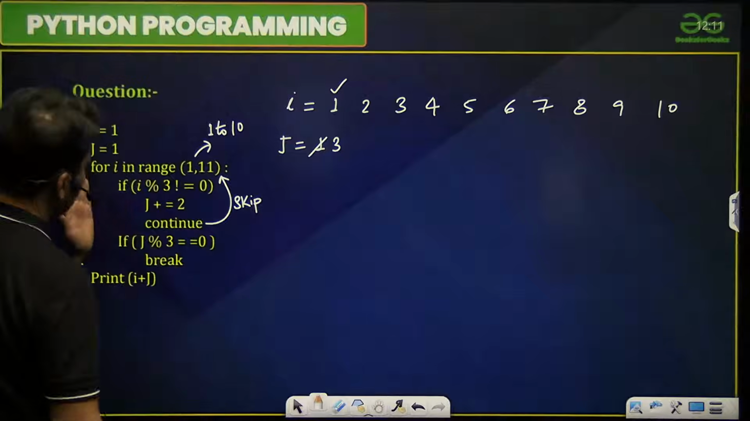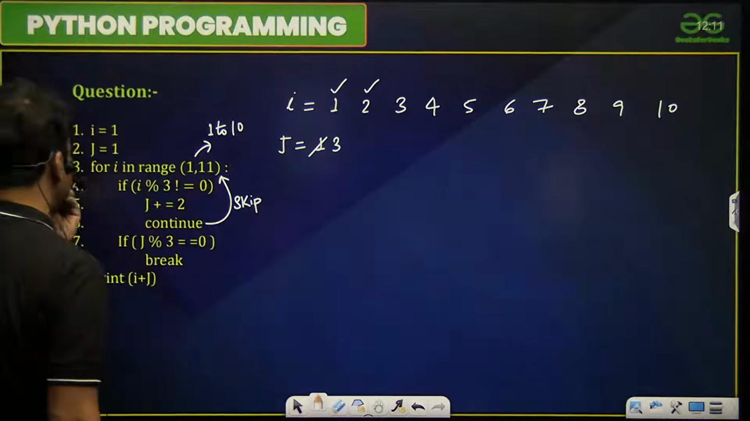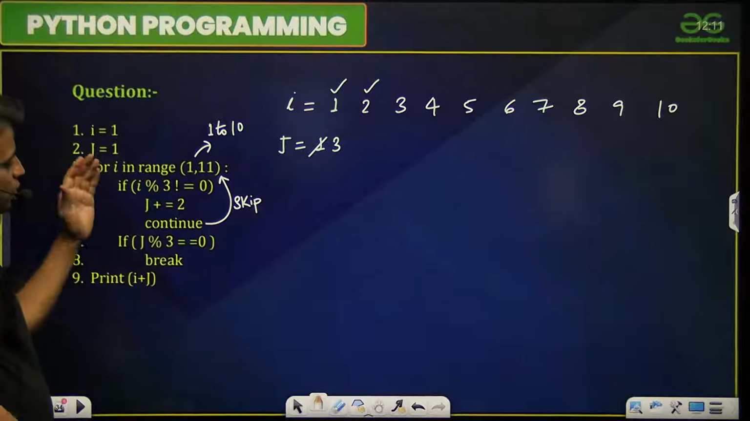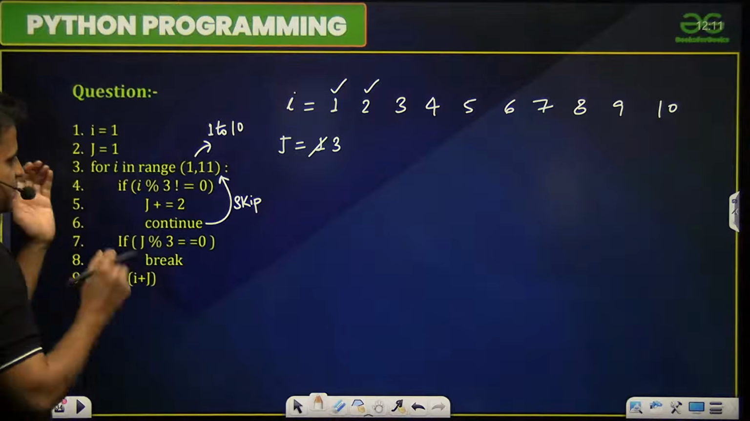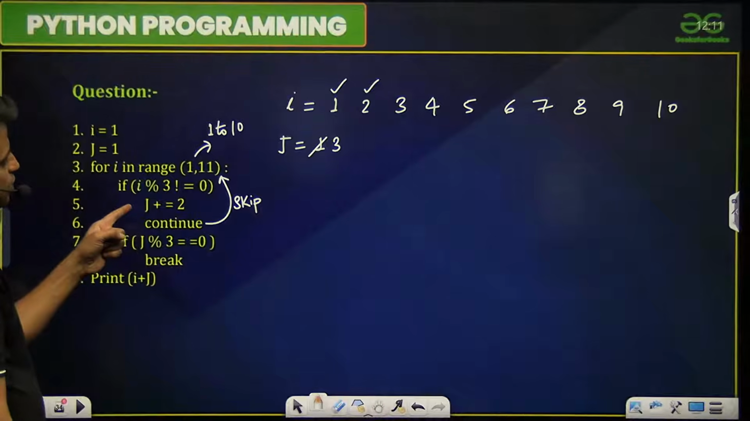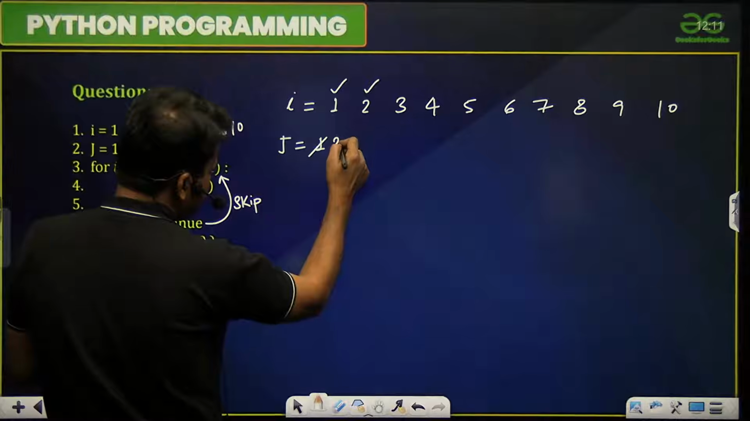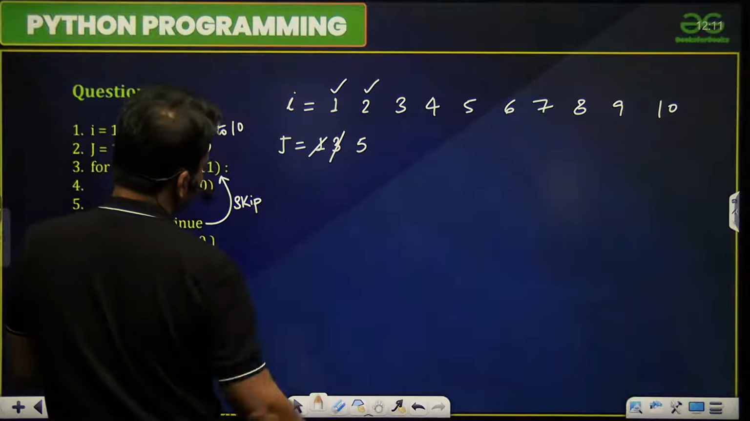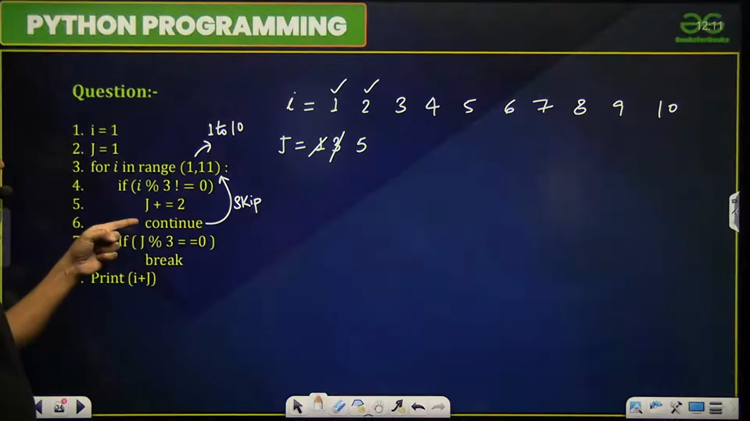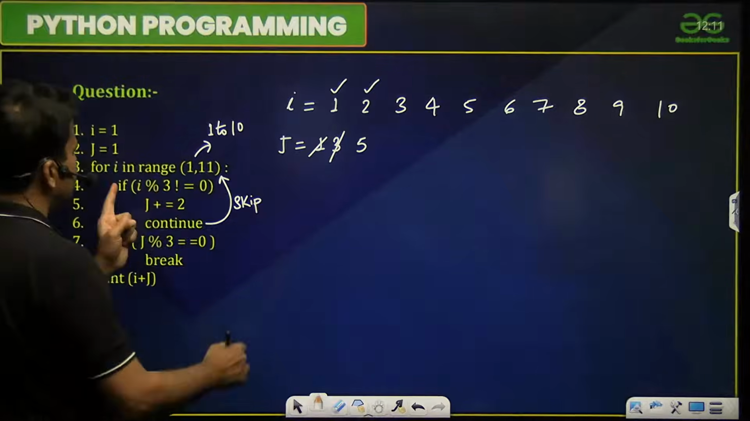Now again go to this for loop. Now i is 2. 2 modulus 3 is not equal to 0, the remainder is 2. The condition is true. So j plus 2, 3 plus 2 is 5. All right. And again continue, skip the current iteration and start the next iteration.